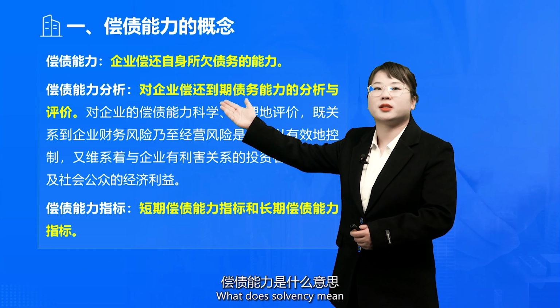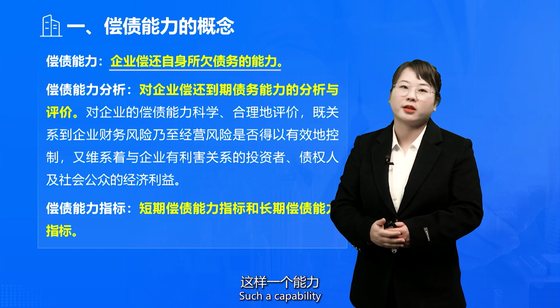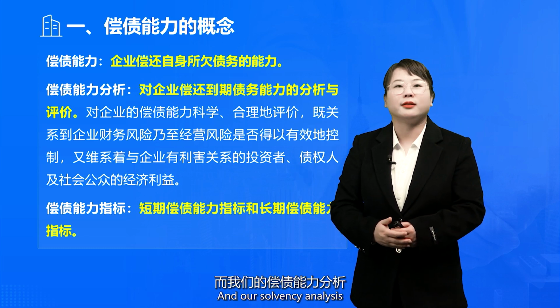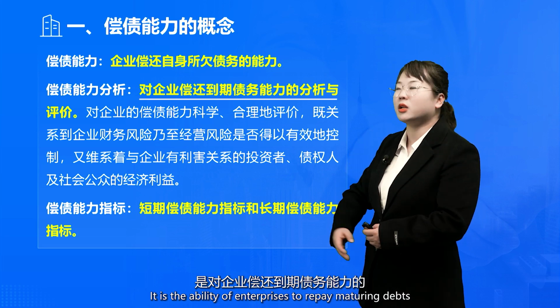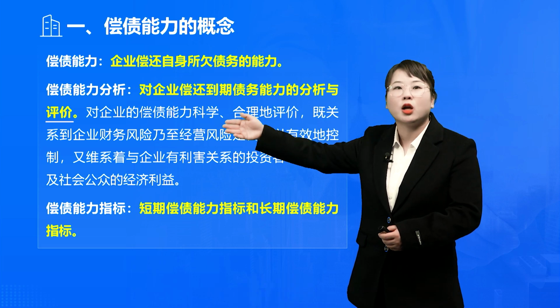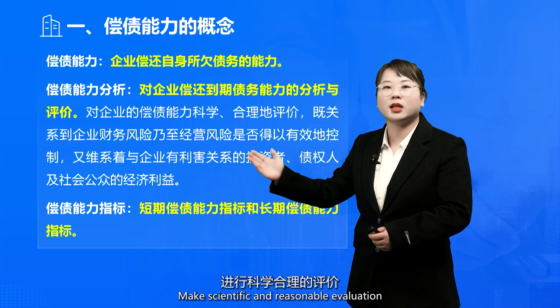What does solvency mean? That's when companies pay off what they owe. Such a capability. Solvency analysis is the ability of enterprises to repay maturing debts, and analyzing and evaluating the solvency of the enterprise makes for a scientific and reasonable evaluation.